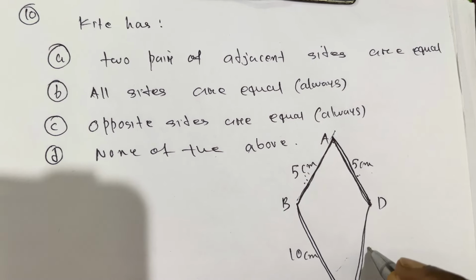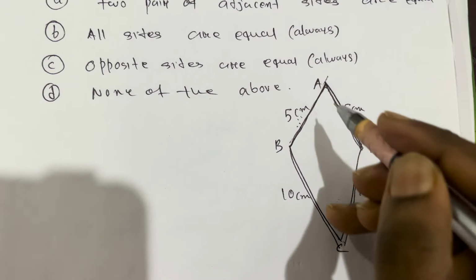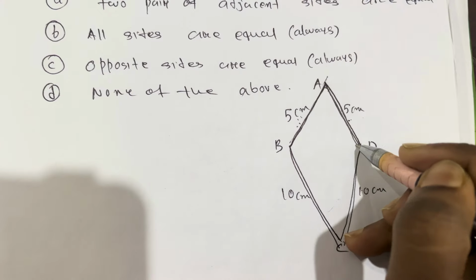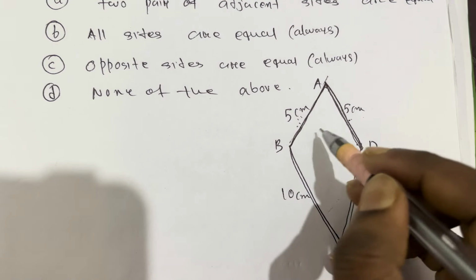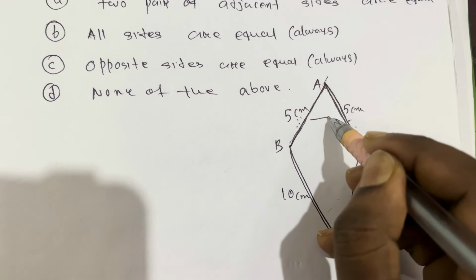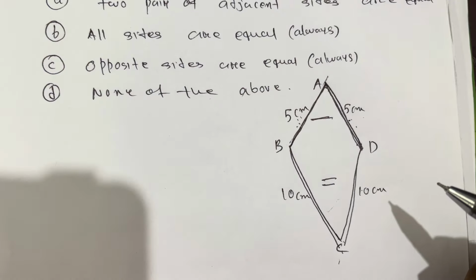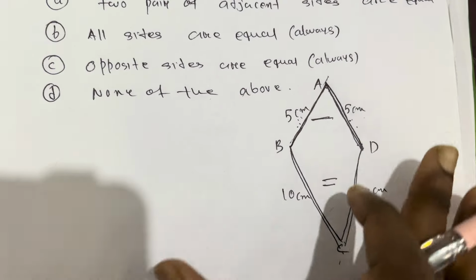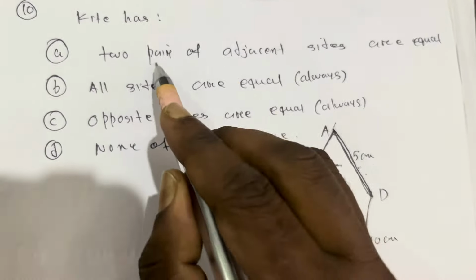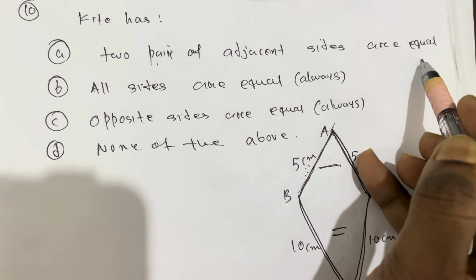If this is 10 centimeter, this will also be 10. So this is a standard. If this pair is 5, this is 5, then this is 10, this is 10. So if you observe this figure, you can say that this figure has two adjacent pairs. Two adjacent pairs are what? Same. So this is the definition of a kite. Always remember, a kite has two pairs of adjacent sides that are equal.